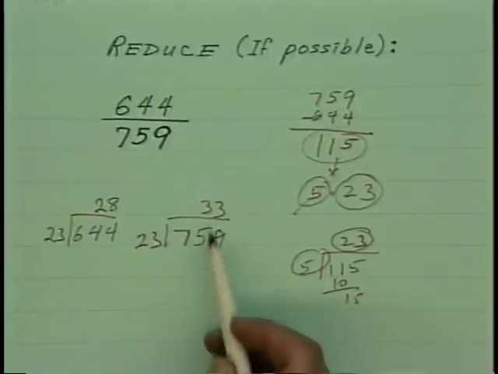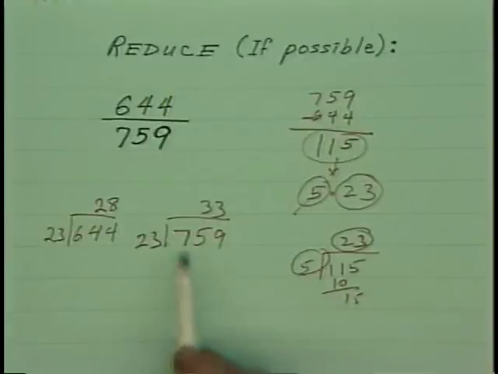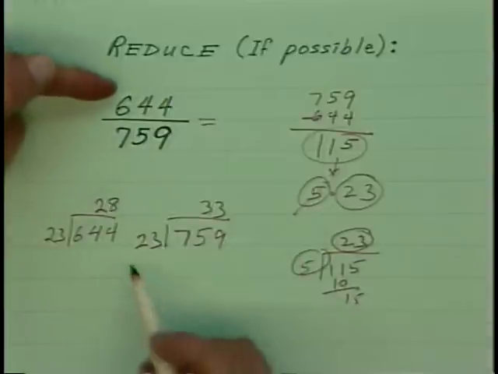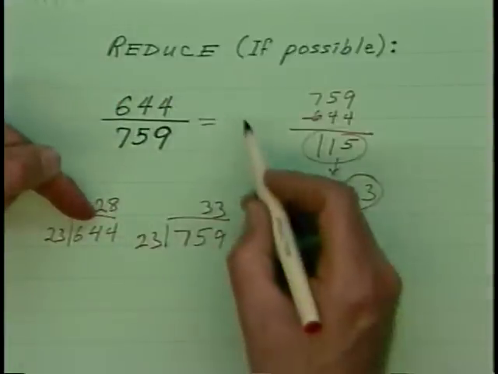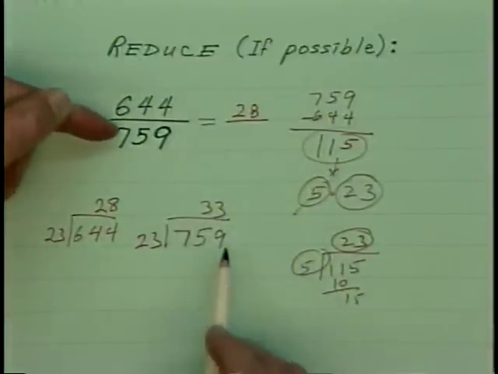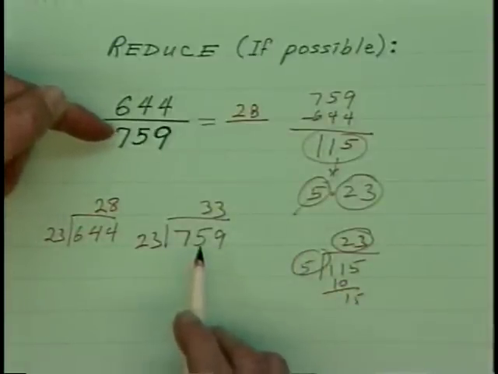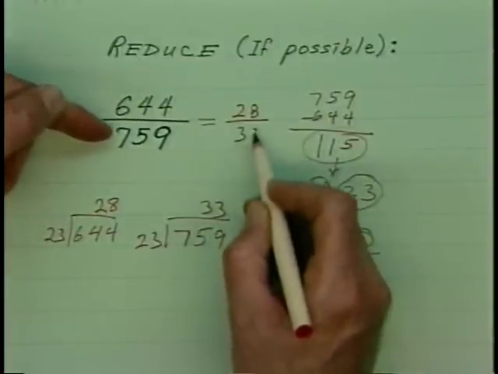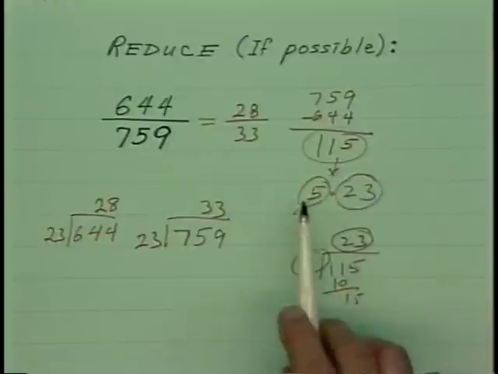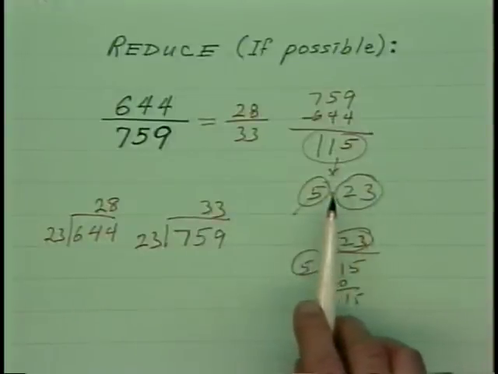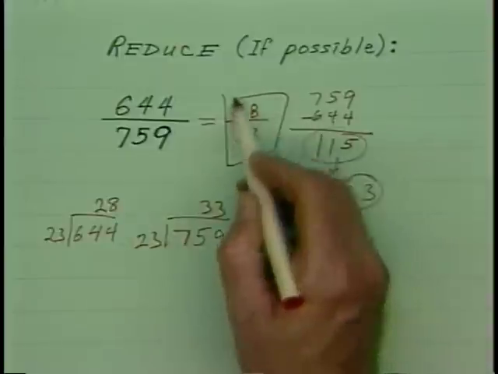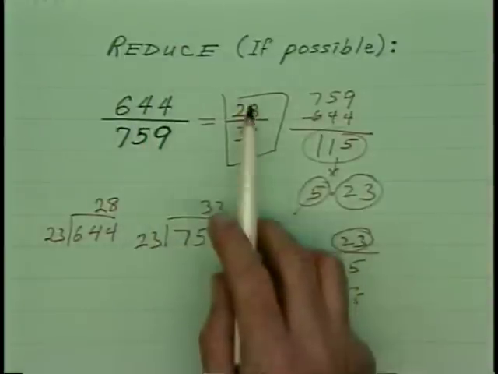And of course, checking's easy. We simply multiply these two, see if it does come out to be this. So 23 goes into the top 28 times, and 23 goes into the bottom, or denominator, 33 times. And the only candidates to reduce this were the same two numbers I had here. And we can see that 23 will not go into either of these. So our given fraction has been reduced.